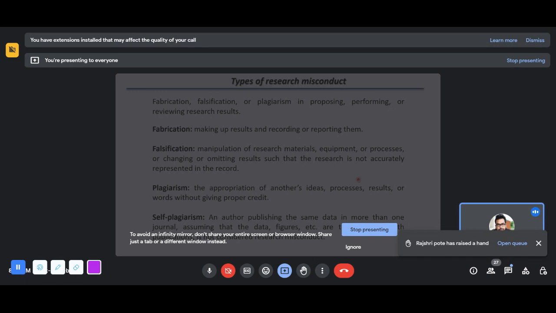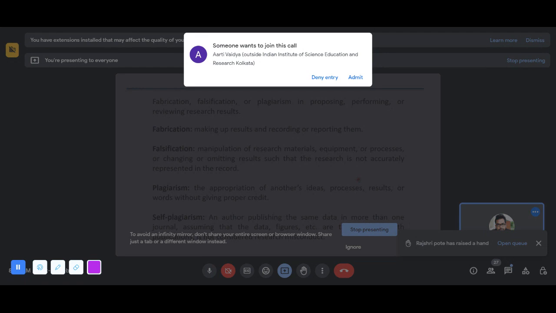Now plagiarism is the appropriation of another's idea, process, results, or words without giving proper credit. So if you are taking some idea of others or some data from another paper, but you are not giving the name of that particular author or the due credit to that author, that is called plagiarism.